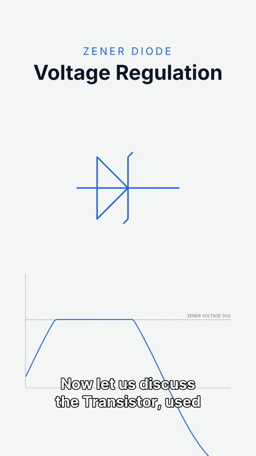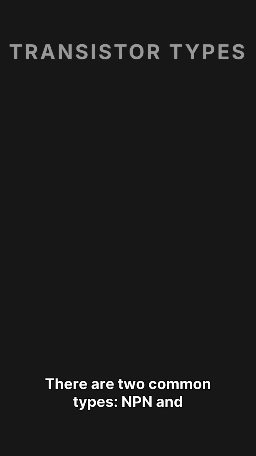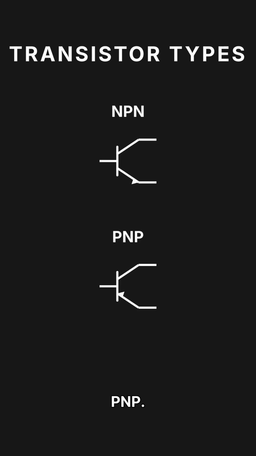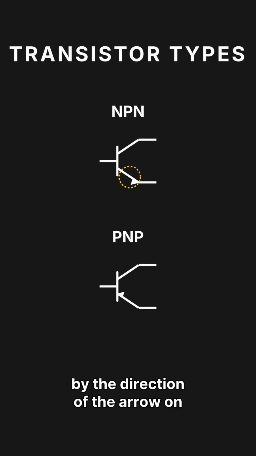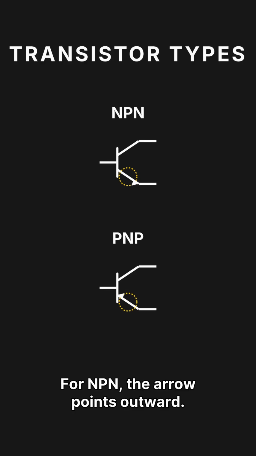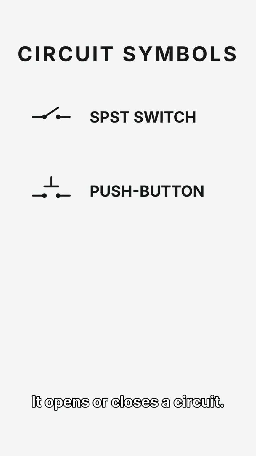Now, let us discuss the transistor used for switching and amplification. There are two common types, NPN and PNP. The easiest way to distinguish them is by the direction of the arrow on the emitter. For NPN, the arrow points outward. For PNP, it points inward. Next is the switch. It opens or closes a circuit.